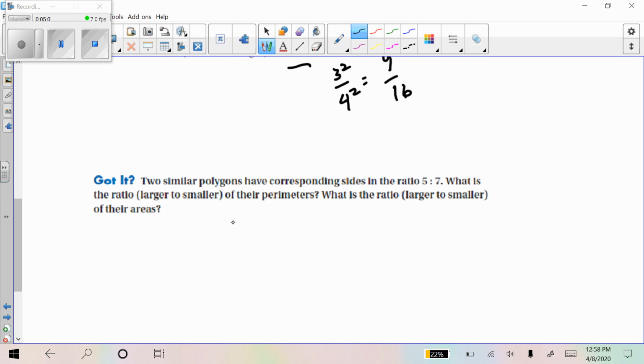If two similar polygons have corresponding sides in the ratio 5 to 7, what is the ratio larger to smaller of their perimeters? What is the ratio larger to smaller of their areas? Go ahead and do that.